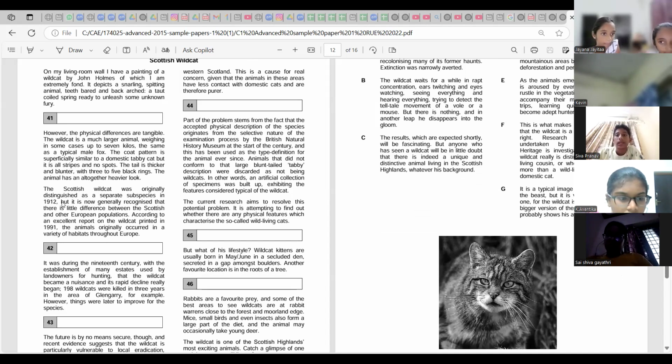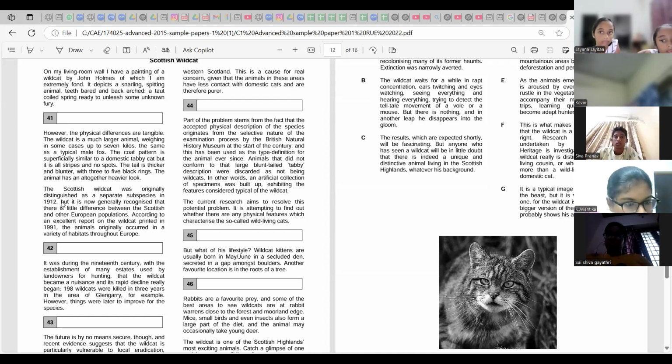The Scottish wildcat was originally distinguished as a separate subspecies in 1912, but it is now generally recognized that there is little difference between the Scottish and other European populations. According to an excellent report on the wildcat printed in 1991, the animals originally occurred in a variety of habitats throughout Europe.